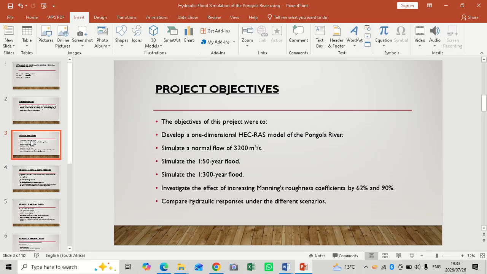The model was then used to simulate a flow of 3,200 cubic meters per second, and the other condition was the one in 100 years flood. The other one was the one in 300 years flood. Finally, the effect of increasing Manning's roughness coefficients by 62% and 92% was investigated to determine how channel roughness influences flood behavior.